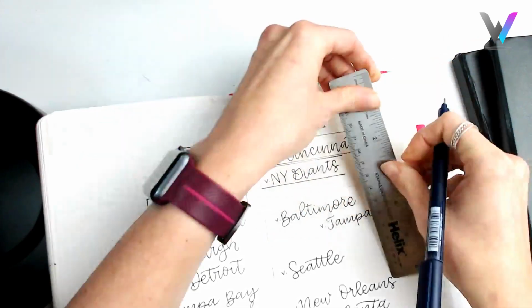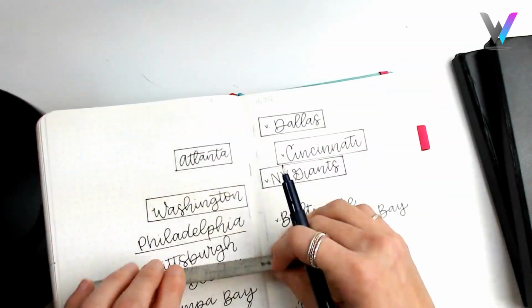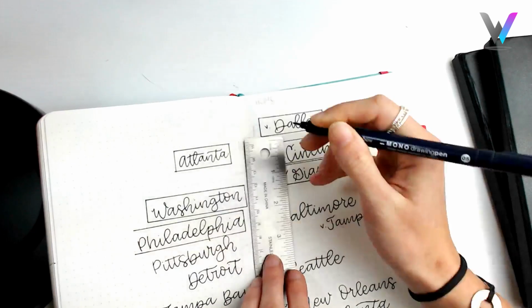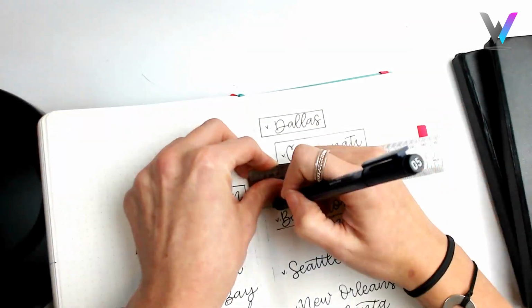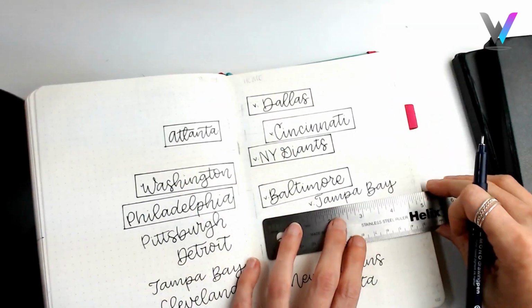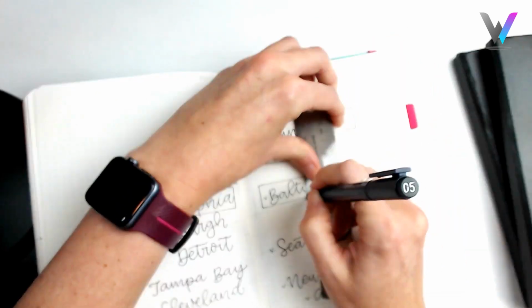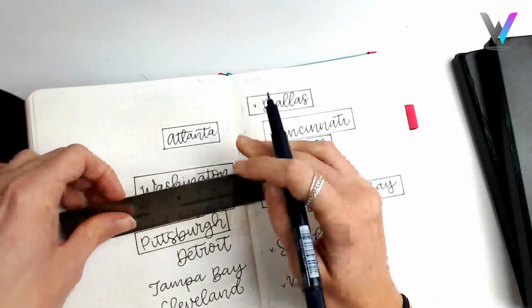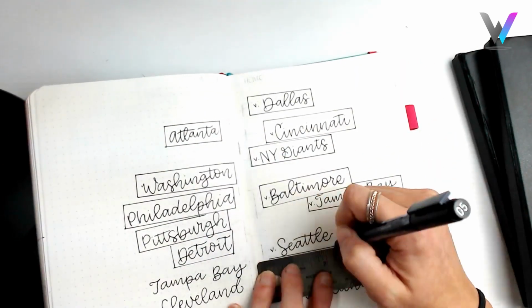And I'm using my favorite Helix ruler. This is the one with the cork back that I always talk about to make the boxes around these. You could do any kind of shape. I'm just doing a simple box. And since there's so many games here, some of them are overlapping, but I think it kind of gives it character.